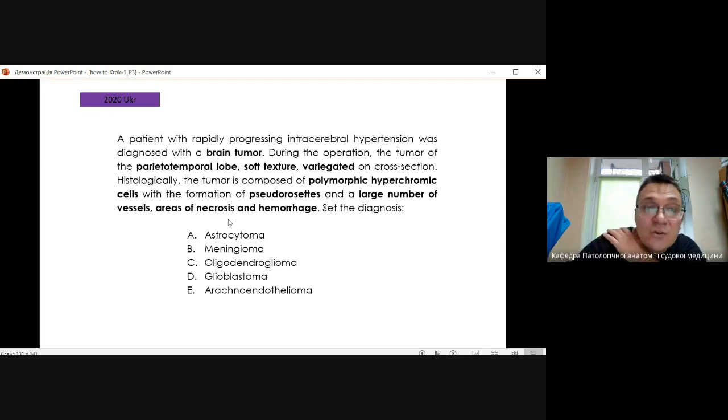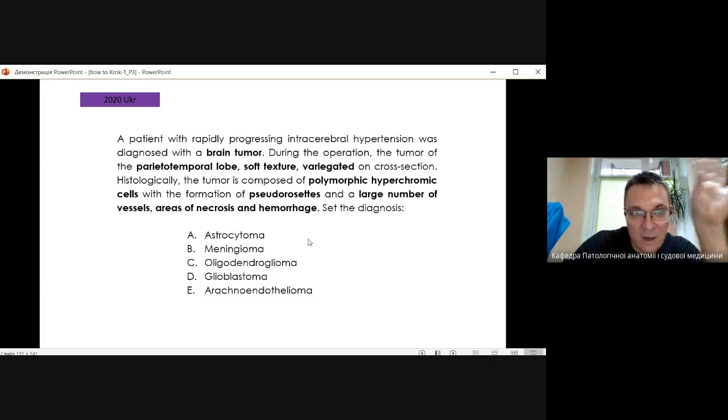And again, let's turn to the brain tumor. A patient with rapidly progressing intracerebral hypertension. You see, there is no mention of the age. Okay, if you remember the medulloblastoma, it was like a 3 or 5 year old boy. So in this case, we got a patient without age. During the operation, the tumor of the parietotemporal lobe, that's not the cerebellum, that's the large hemispheres, with a soft texture with a varying, motley appearance on the cross section.